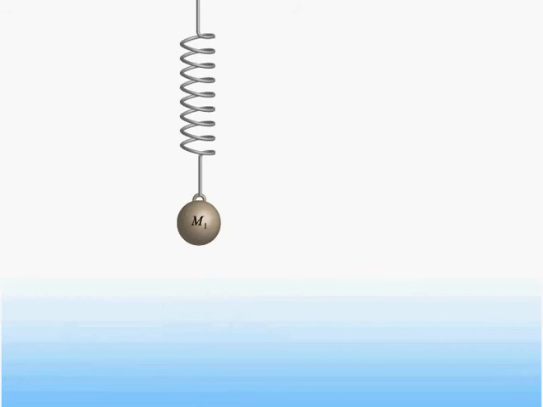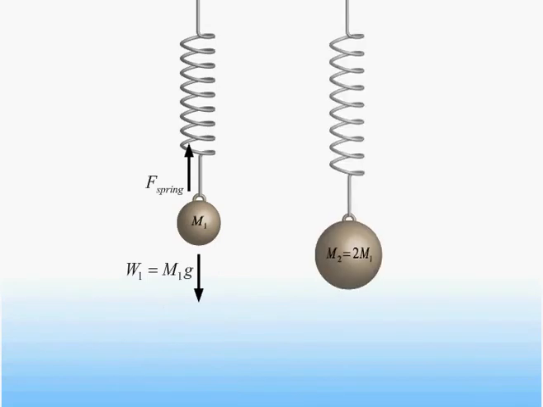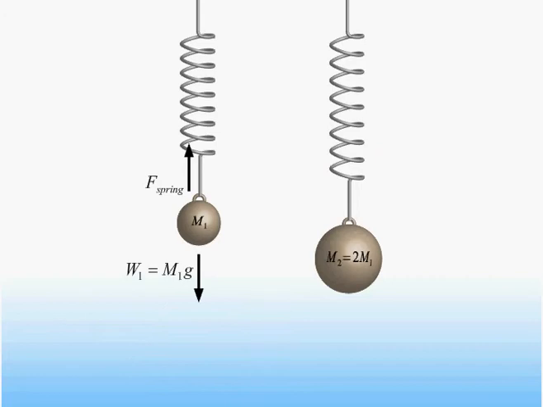Here we see a ball hanging from a spring. We can use Newton's second law to determine that the spring must be exerting a force on the ball that is equal to its weight. However, if we replace the first ball with a new ball that has twice the mass, we see the spring is stretched more. The spring is now exerting twice the force, but its length has also changed. In fact, the amount by which the length changes tells us the magnitude of the force.